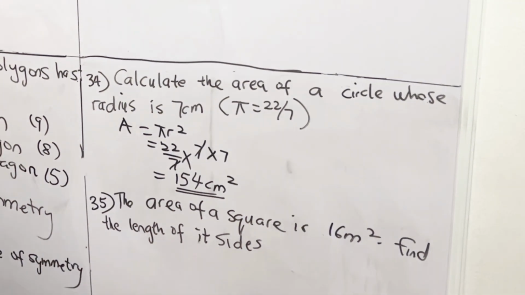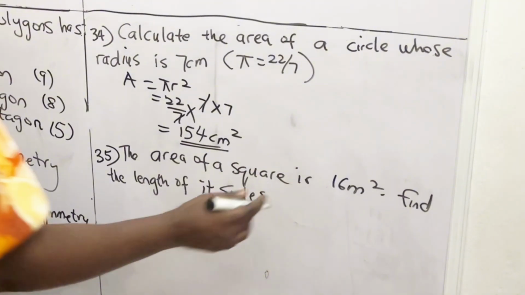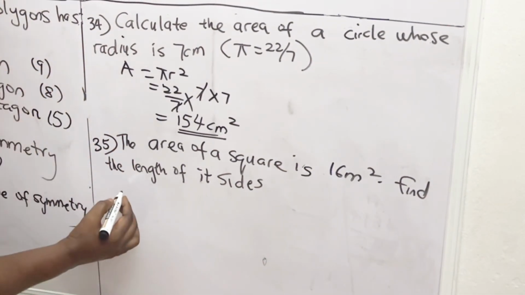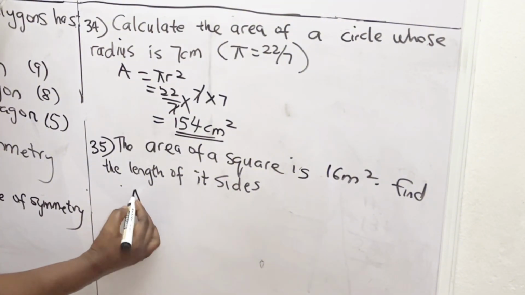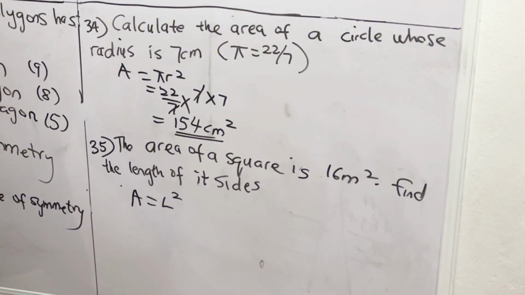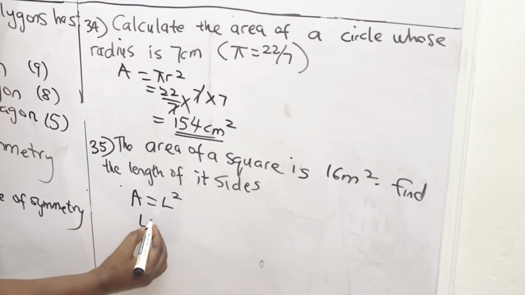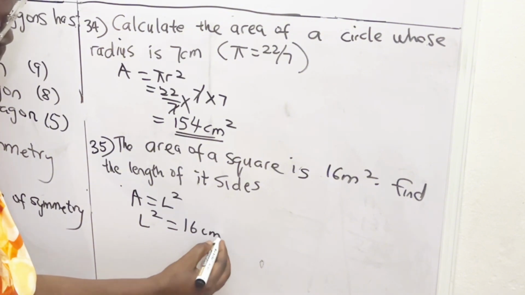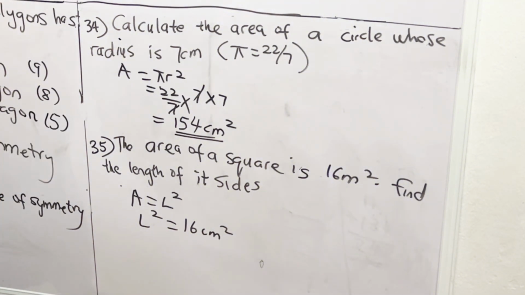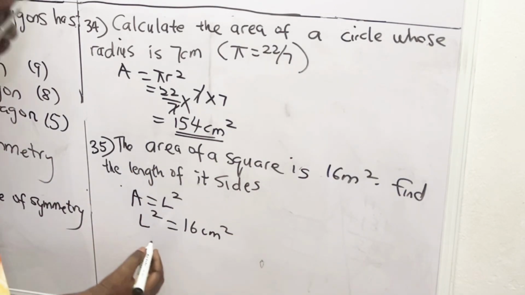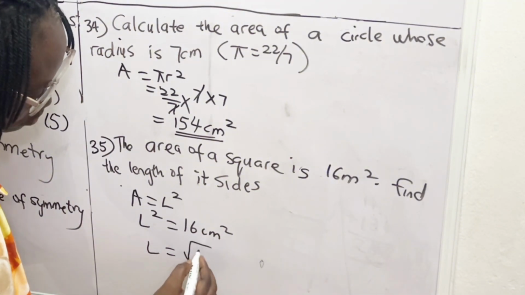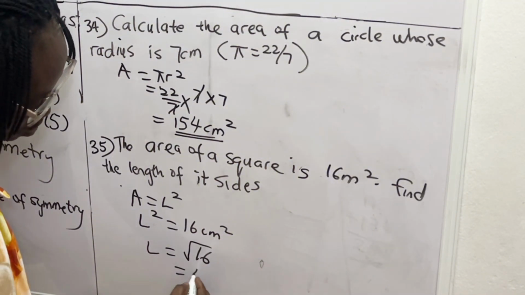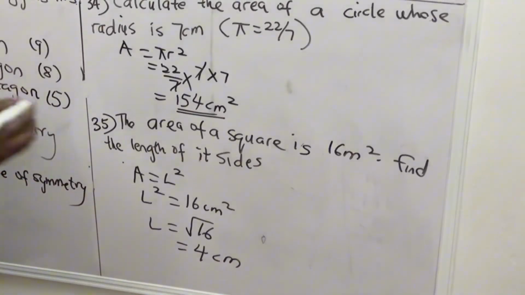The next question is, the area of a square is 16 centimeters squared. A square has an area of 16 centimeters squared. So A is 16, or you just say L times L, that's L squared, is A, which is 16 centimeters squared. Remember, a square has all sides equal. So instead of saying length and breadth, we have length times length, which is L squared. So L will be the square root of 16, which is equal to 4. So our answer is 4 centimeters.